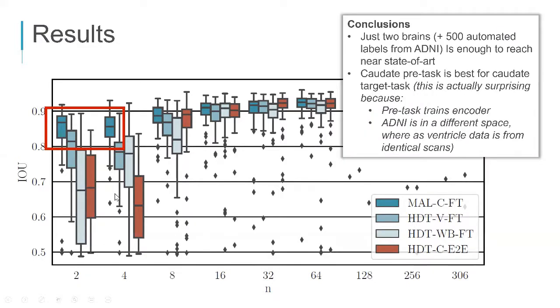The point to note here is that the model pre-trained with the automated labels and then just 2 or 4 brains from the fine-tuning set is actually enough to reach near state-of-the-art performance without any more than 4 manual labels. This is quite surprising, actually, because this model here was trained in native space, whereas the ventricle model, the next one along, was pre-trained on precisely the same subjects, but for a different ROI, and it performs worse than this model here.